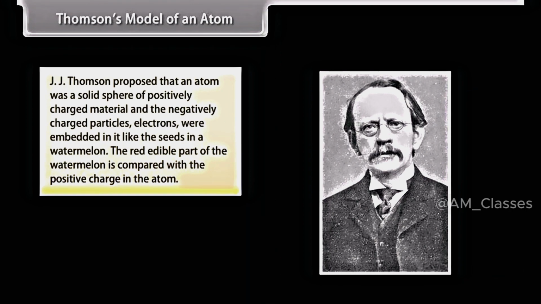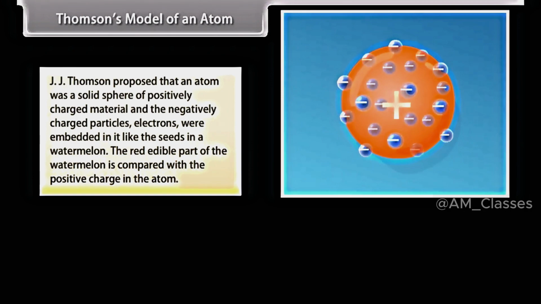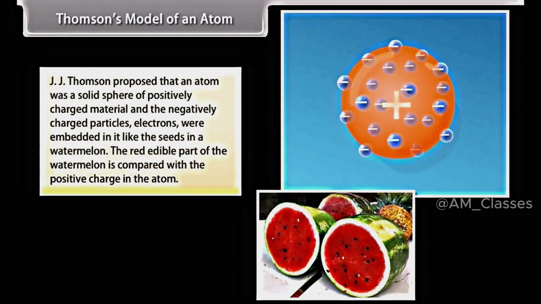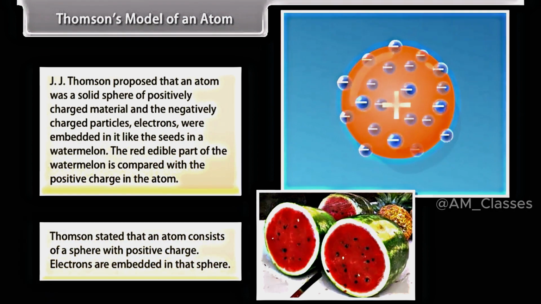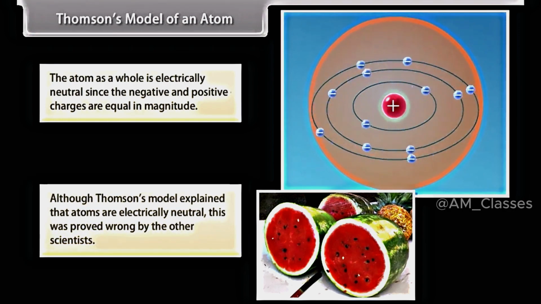Thomson's model of an atom. J.J. Thomson proposed that an atom was a solid sphere of positively charged material and the negatively charged particles, electrons, were embedded in it like the seeds in a watermelon. The red edible part of the watermelon is compared with a positive charge in the atom. Thomson stated that an atom consists of a sphere with positive charge. Electrons are embedded in that sphere. The atom as a whole is electrically neutral since the negative and positive charges are equal in magnitude. Although Thomson's model explained that atoms are electrically neutral, this was proved wrong by other scientists.